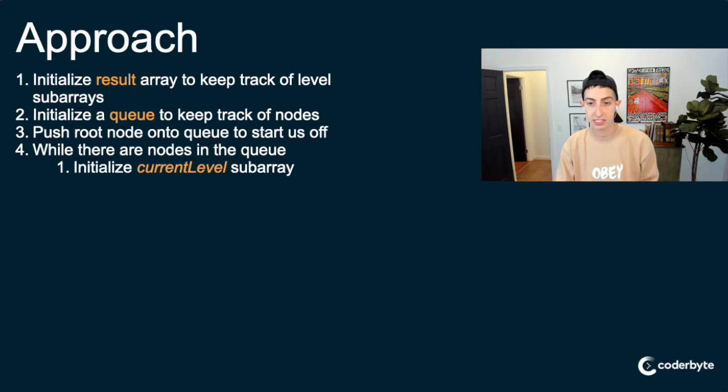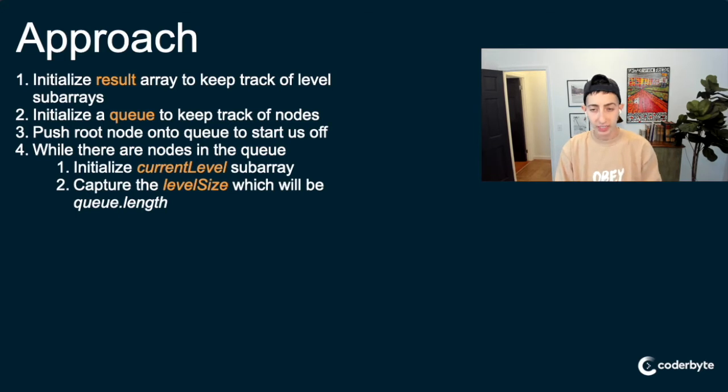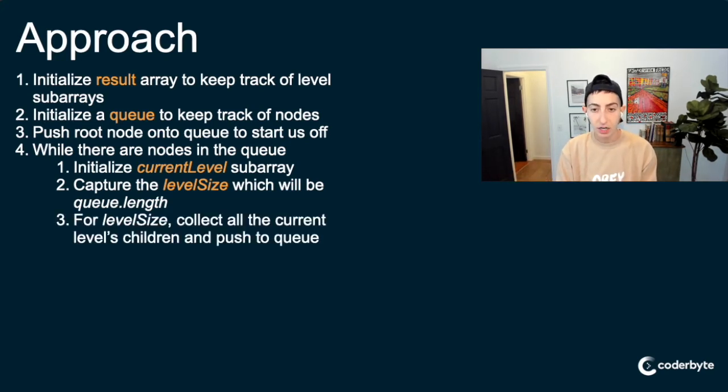So we're going to initialize the current level subarray with each iteration of the while loop. We're going to capture the level size, which will be queue.length. Because every iteration of the while loop will represent traversing one level, all of the nodes in that queue at that point will be representing a level. So we'll know our level size based on q.length. Then for level size, we'll have a for loop and we'll go through the level size amount of times.